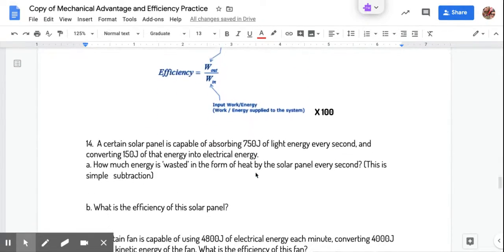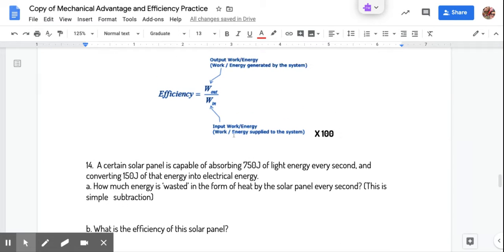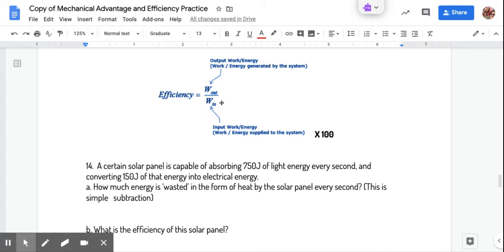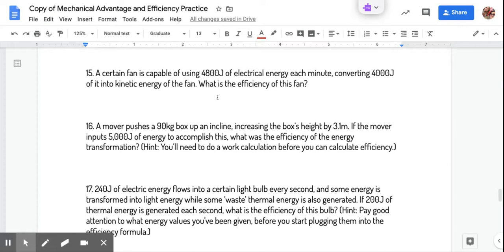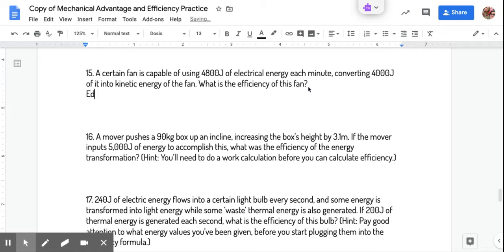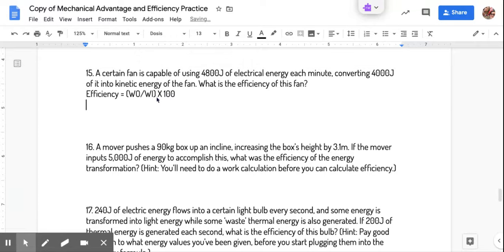And then one other type of problem is efficiency problems. For this, we do work output divided by work input times 100 to get a percent. And so number 15: a fan is capable of using 4,800 joules of electrical energy each minute, converting 4,000 joules of it into kinetic energy. What is the efficiency of the fan? So our formula is efficiency equals work output divided by work input. We divide that out first and get our number. It's going to be a decimal. And then we multiply that by 100 to get a percentage.